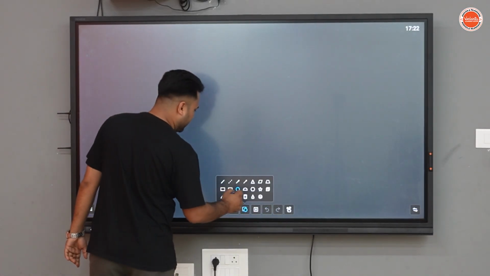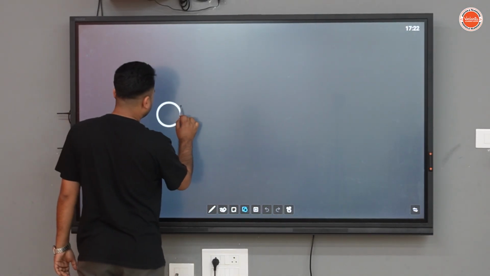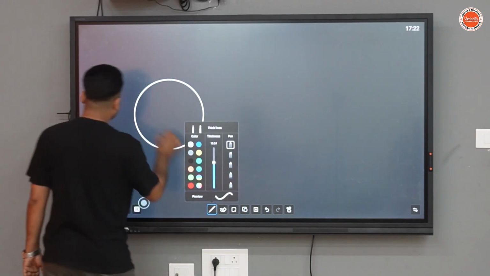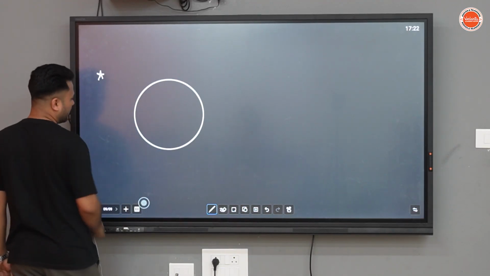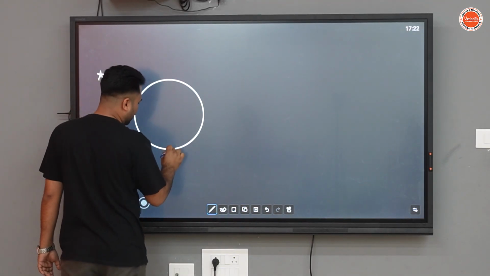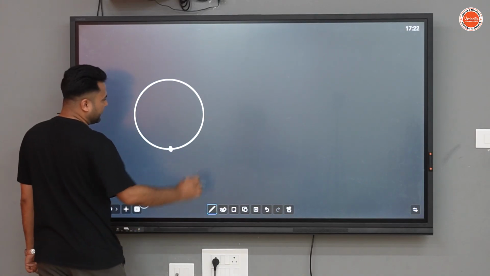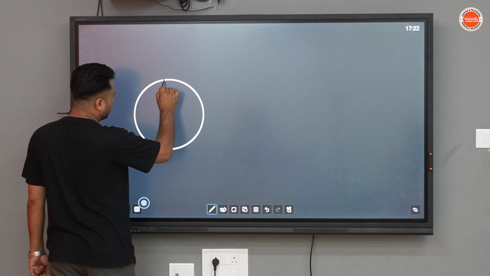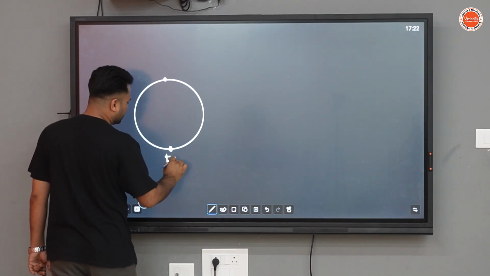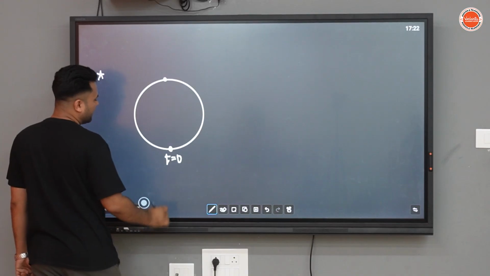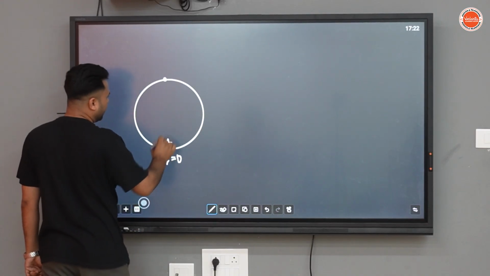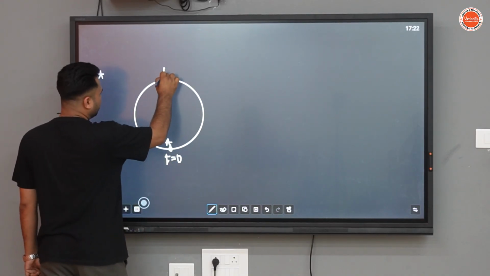Again, one more thing that I want to tell you, mark it important. Suppose an object is moving from here and the object reaches here. It started at t equals 0 from point A, and after some time it reaches point B.